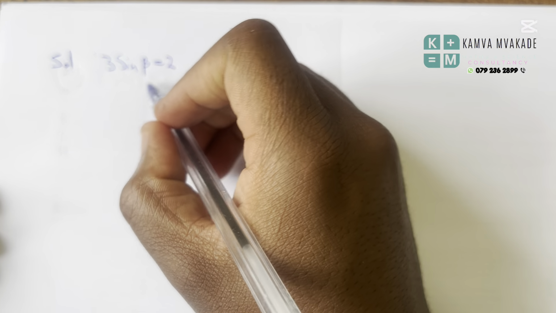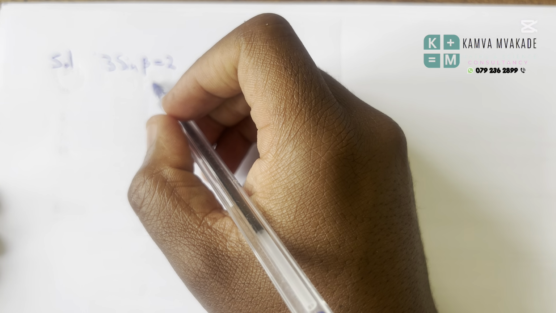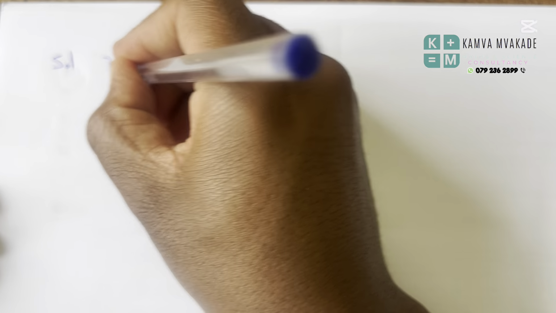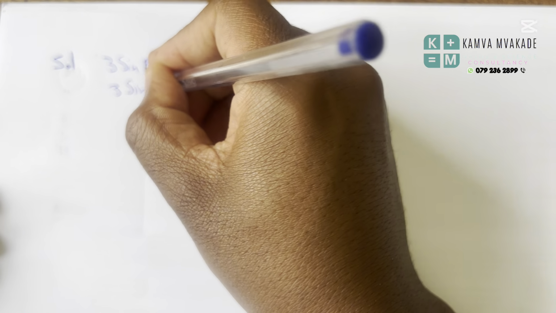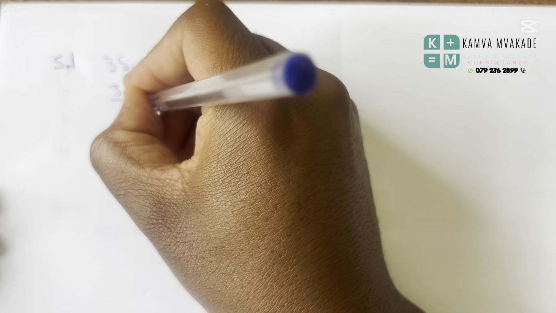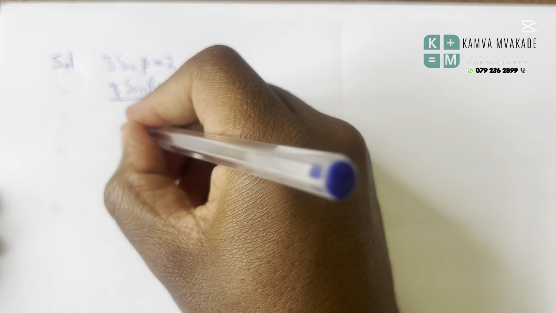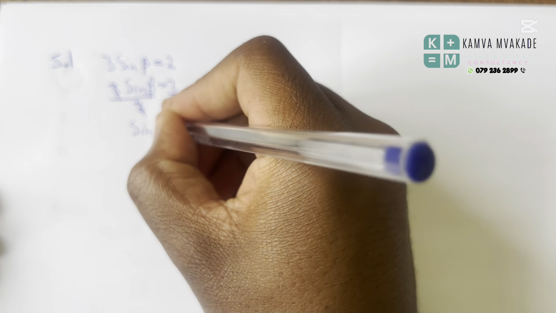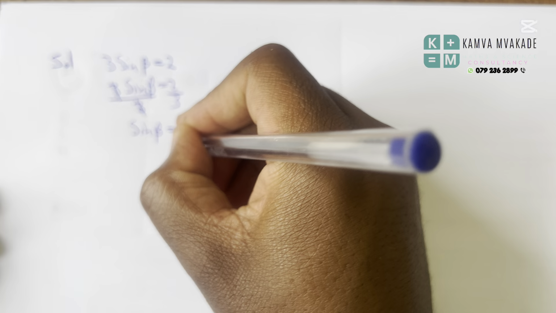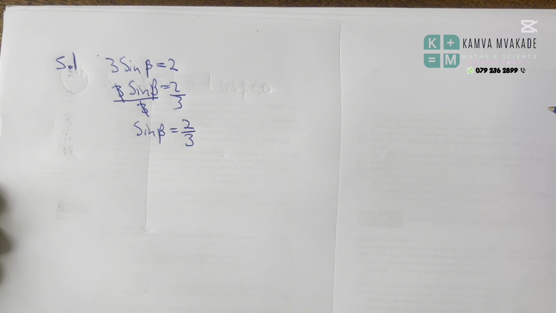And then what do we do from here? We divide both sides by 3. Divide by 3, divide by 3. This cancels that. Sine of beta is going to be equal to 2 over 3.